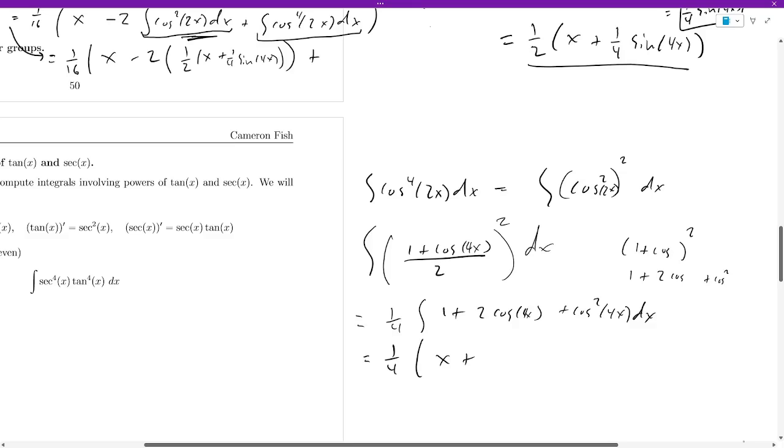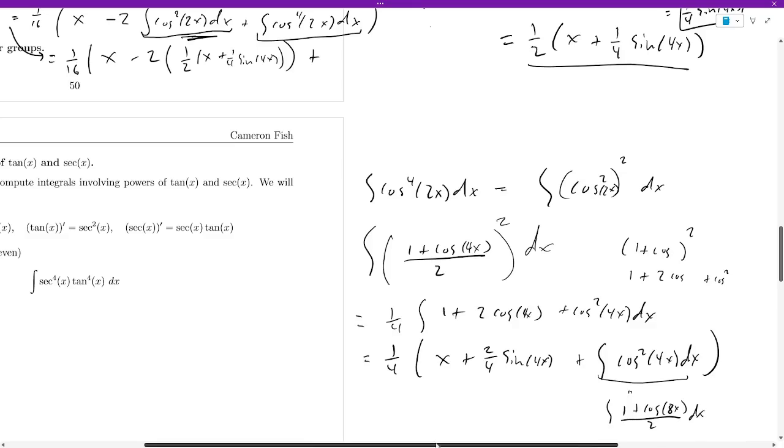So I have this 2 already, so I'm going to divide by 4, and I'll have sine. Okay, and then this last part, I have to integrate one last time: cosine squared of 4x. Again, we just have to replace it. So this integral is the same identity. Cosine squared becomes 1 plus cosine of double the angle. So I'm going to get 8x here, right? And then over 2.